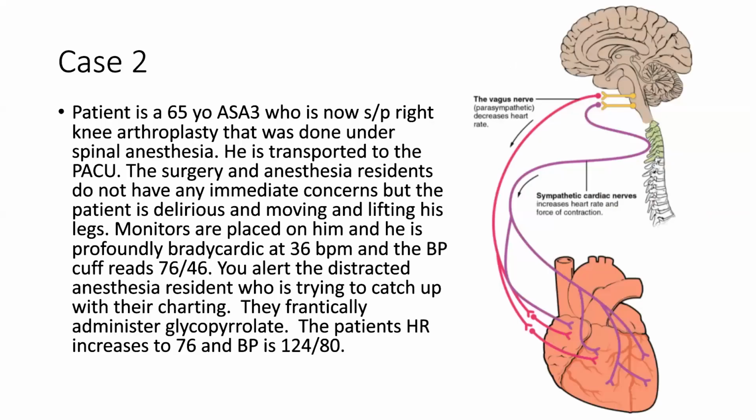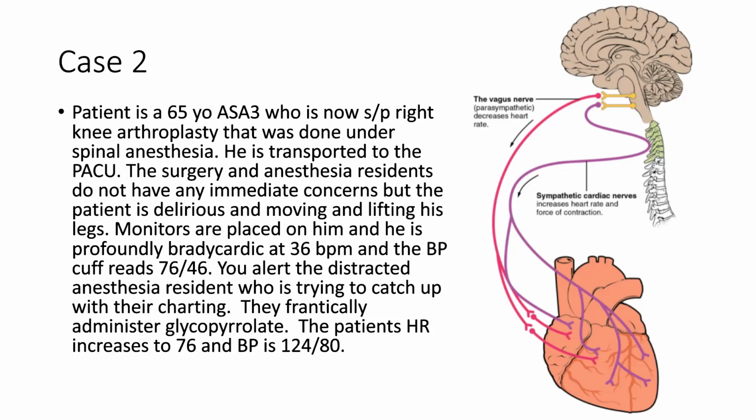All right, case number 2. This is a 65-year-old ASA 3, no gender given, so we'll just say a male, now status post right knee arthroplasty that was done under a spinal anesthetic. He's transported to the PACU. The surgery and anesthesia residents don't have any immediate concerns, but the patient's delirious, moving and lifting his legs. The monitors are placed on him. He's profoundly bradycardic at 36 beats per minute, and the blood pressure cuff is reading 76 over 46.